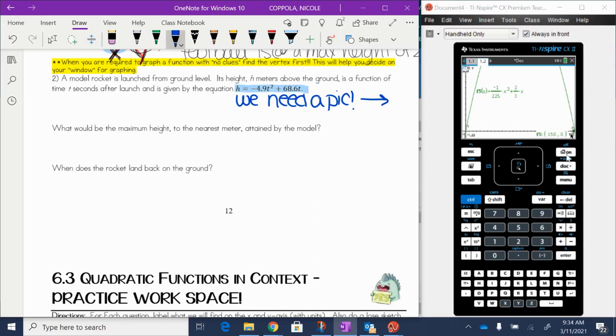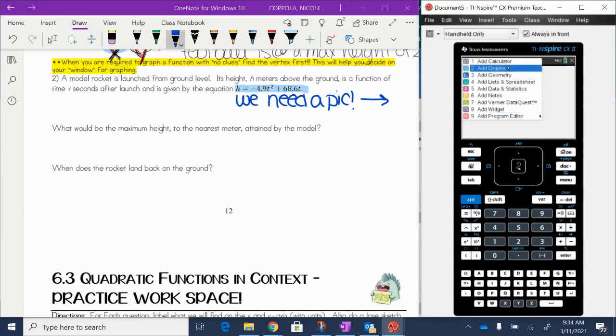I'll open up a new document and get to graphing. So I'm going to graph this function. Be careful, because your calculator does not understand h and t, but it understands x. So when I type in negative 4.9, I'm not going to write t squared, I'm going to write x squared, plus 68.6x.